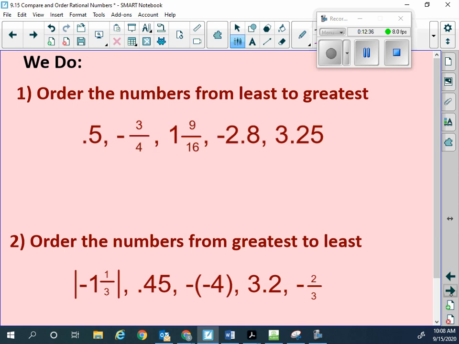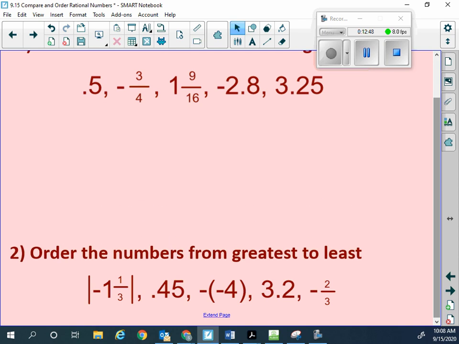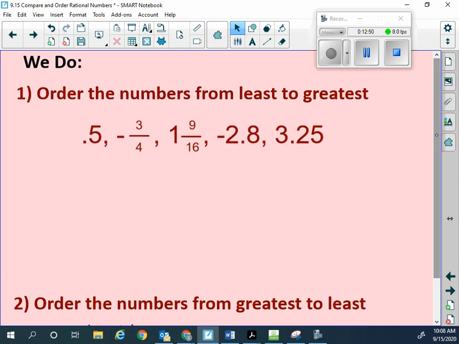Okay, so now we have some to do. Here's the we do, so please write we do in your notebook. Copy down the numbers. We are going to order them from least to greatest. Okay? So, step 1. What's step 1 again? Convert them. They need to all be the same form. So, -0.5 is good. But I need to fix this one. What would this be? -0.75.